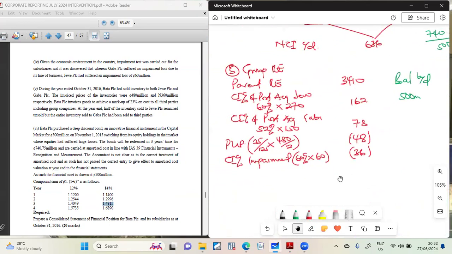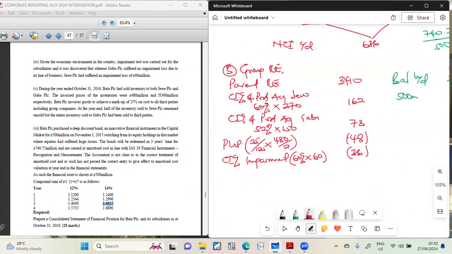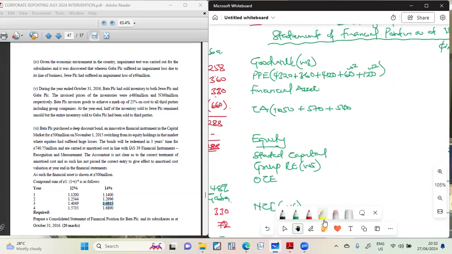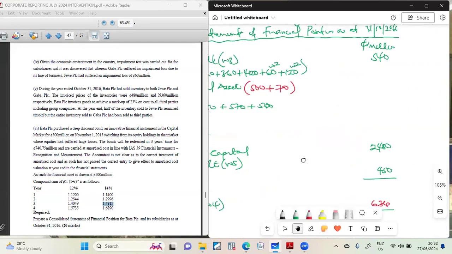The gain will come to your P&L. So finance gain of 70. Then the 70 will be added to the 500 that is inside your balance sheet to get 570. So this is it: 500 plus finance gain of 70. There wasn't any receipt, so here will be 570.